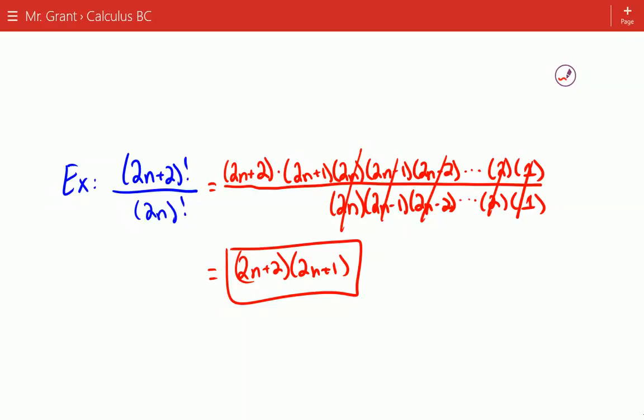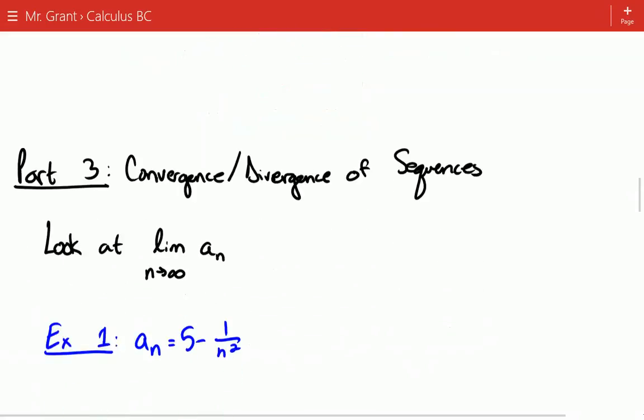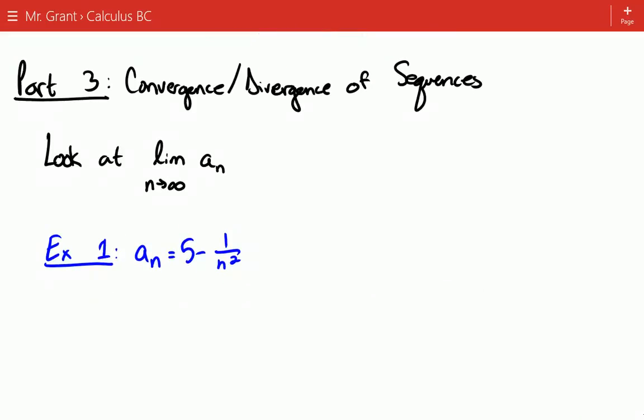Nothing too bad. The reason that we're going through all these is because in order to solve sequences, a lot of times it's easier to simplify things before you start, and you'll need to do this often with series. Alright, so part 3. One of the big focuses of this unit is trying to figure out if things converge or diverge. And we're going to start with sequences because they're much easier than series. And then we'll try to apply this knowledge to a series.